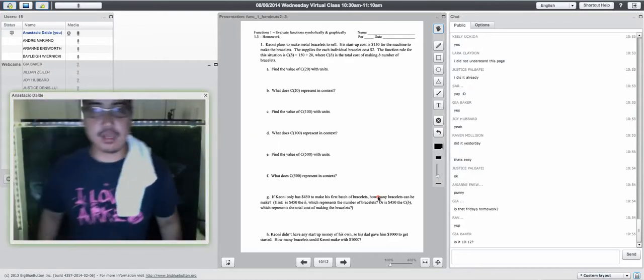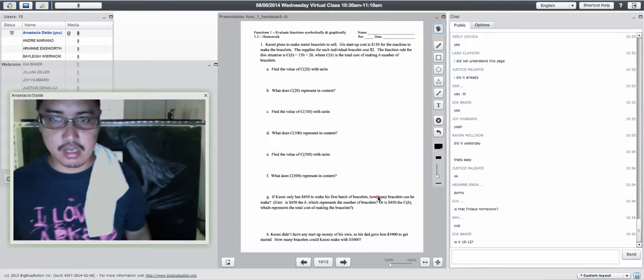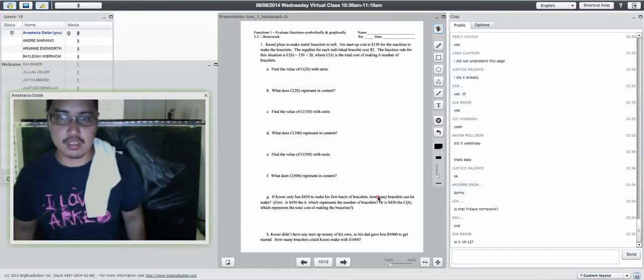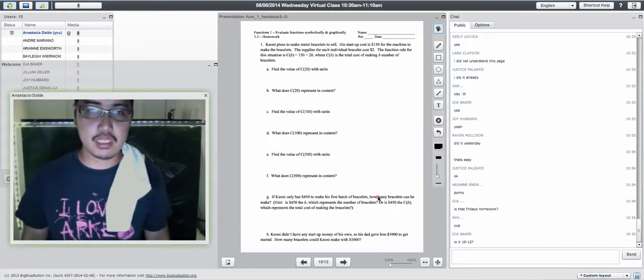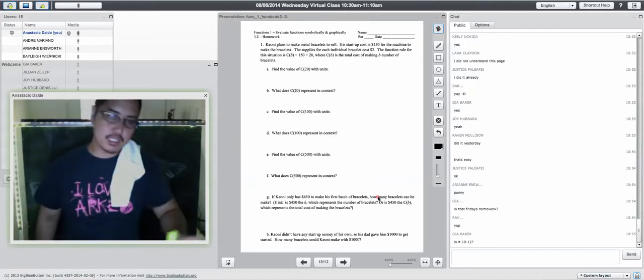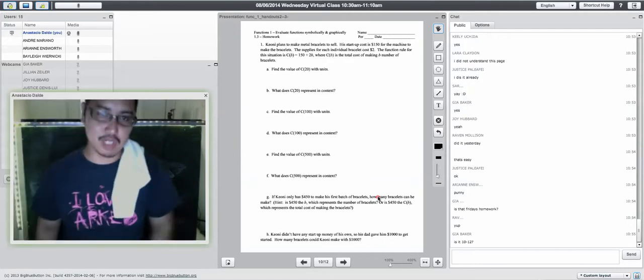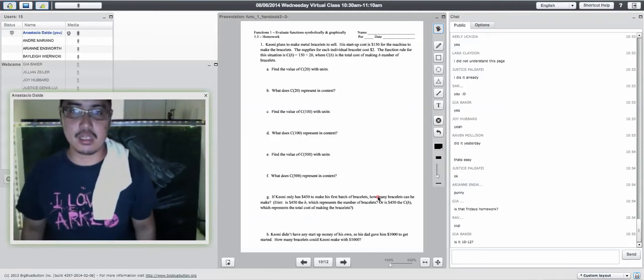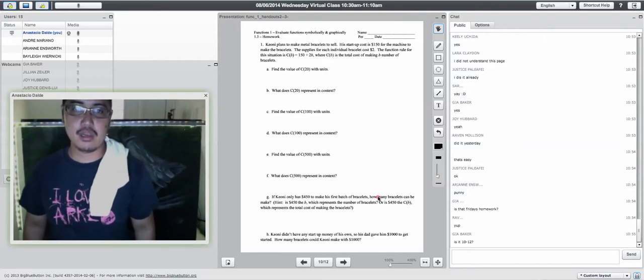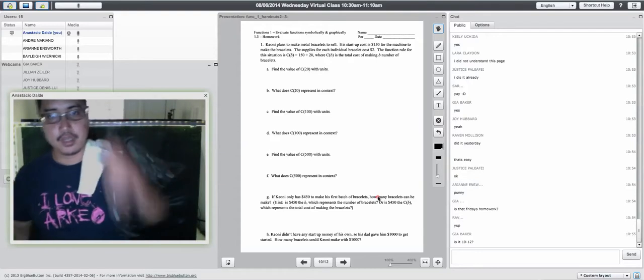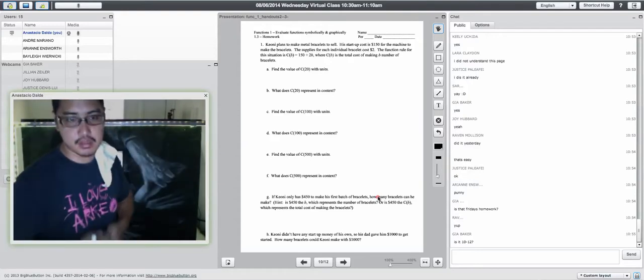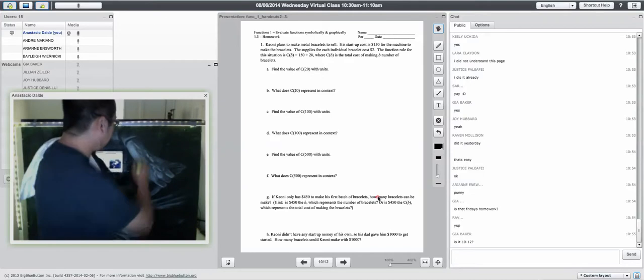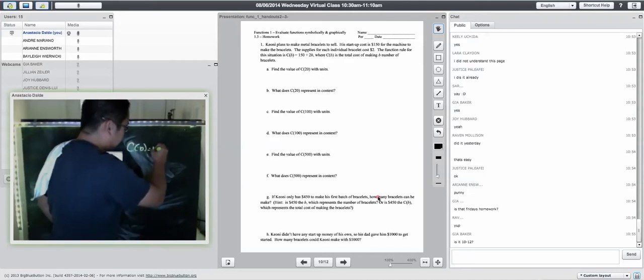Keone plans to make a metal bracelet to sell. His startup cost is $150 for the machine to make the bracelets. All right. So before he starts making bracelets, he's got to pay $150 for the machine. Got it. The supplies for each individual bracelet cost $2. The function rule for the situation is C(B) equals 150 plus 2 times B. So what this is saying here. Let me just write down what this is. C(B) equals 150 plus 2B.